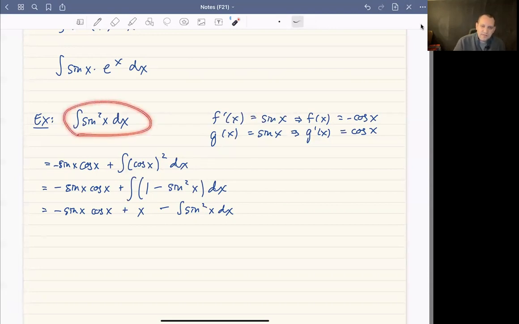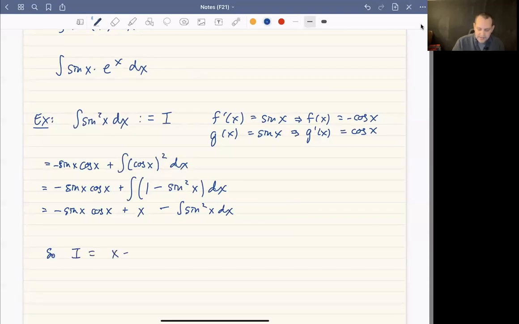Now think about what just happened here. The integral of sine squared, we just wrote in terms of itself. And so let's call this I. So I'm going to define this, I'm going to call this I. So what we just said is that I, this integral that we're looking to evaluate, is x minus sine x cosine x minus I.